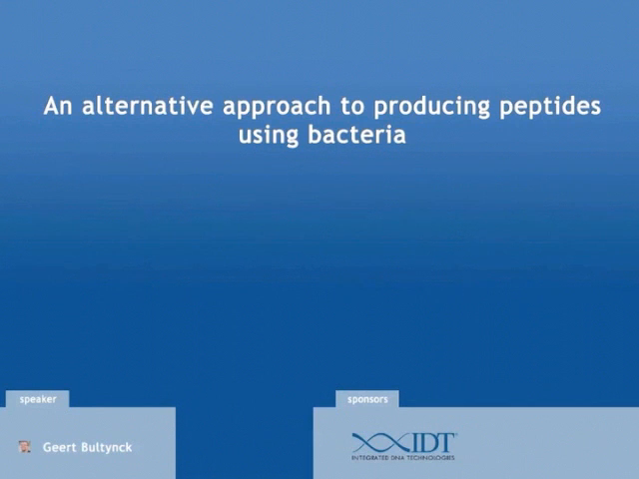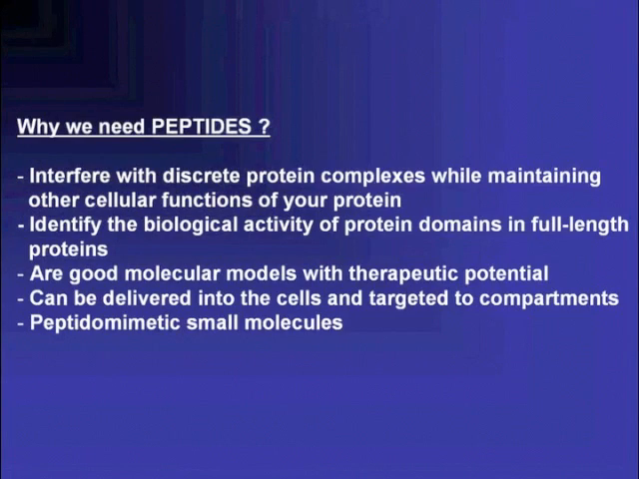So first, I want to address the question of why we need peptides, and I think it's very clear that we want to interfere with discrete protein complexes, while you might want to maintain other cellular functions of your protein, which may be essential. I will come to that later.